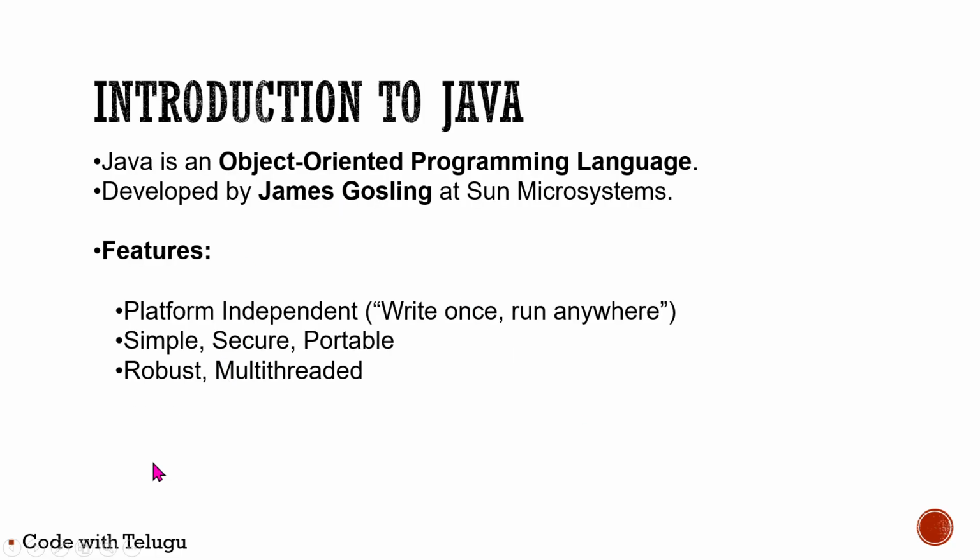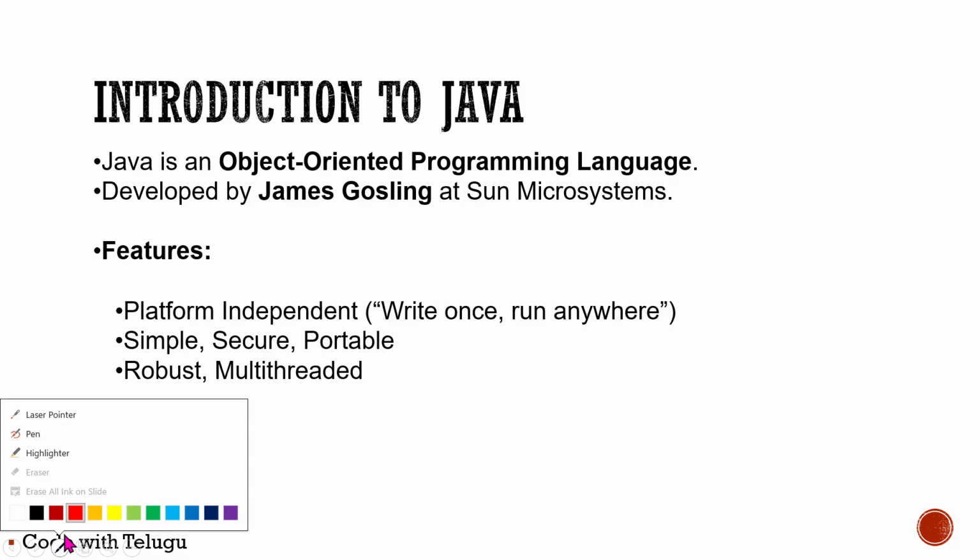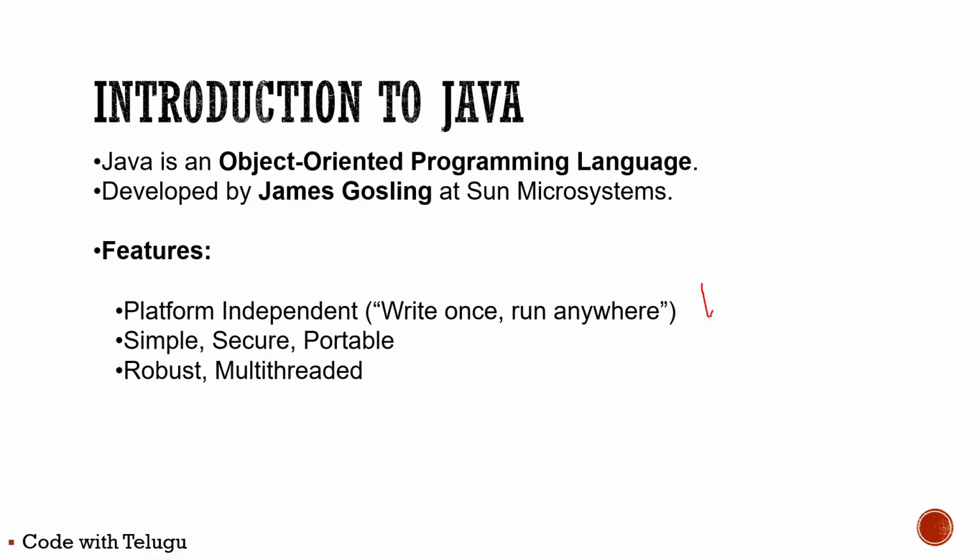Okay, we can start the introduction to Java. Java is an object-oriented programming language developed by James Gosling at Sun Microsystems. What are the main features of Java? WORA. WORA means write once, run anywhere. It means we can write the Java program in a .java extension. This Java program can be compiled into .class. It is byte code. It converts the Java code into byte code.